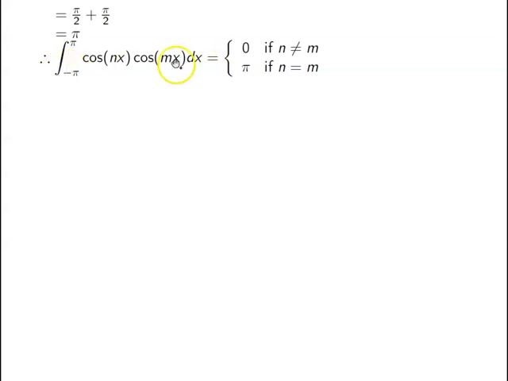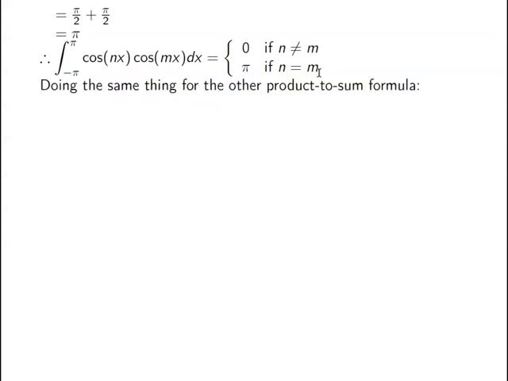So this integral is 0 if n and m are not equal in value, and it's equal to pi every time they are equal in value. So that was our first integral. Remember, there's another integral for us to work with, the sine times cosine. We're going to go through the exact same process that we just did. We're just going to integrate it using that product rule.